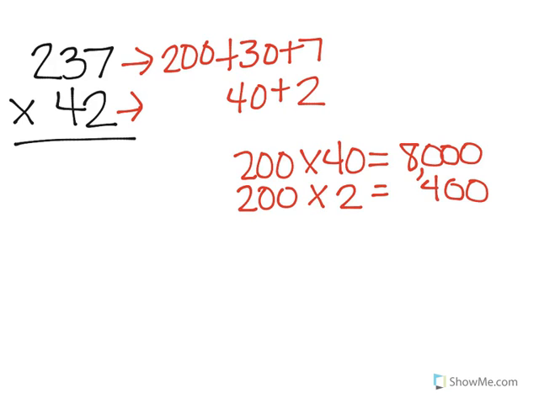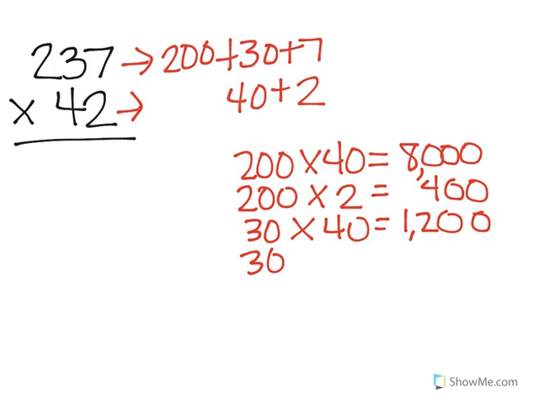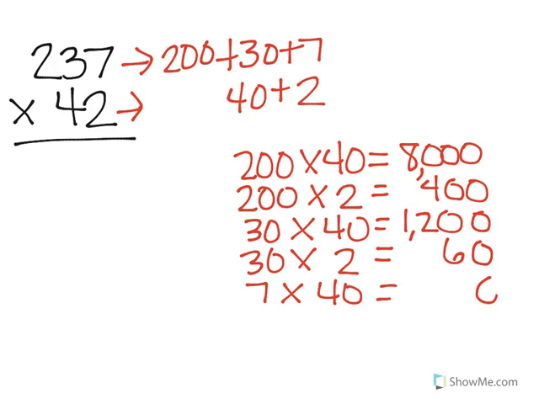Now I'm done multiplying 200, so I'm going to move on to 30. 30 is going to be multiplied by 40. 2 zeros. 4 times 3 is 12. Then I'm going to take 30 and multiply it by 2. 1 zero. 3 times 2 is 6. Now I'm done with 30. Now I need to multiply 7 by both numbers. So 7 times 40. 1 zero. 7 times 4 is 28. And then 7 times 2, which is 14.